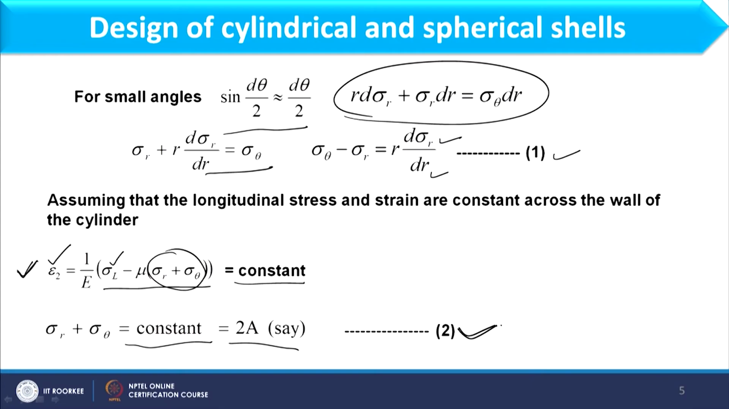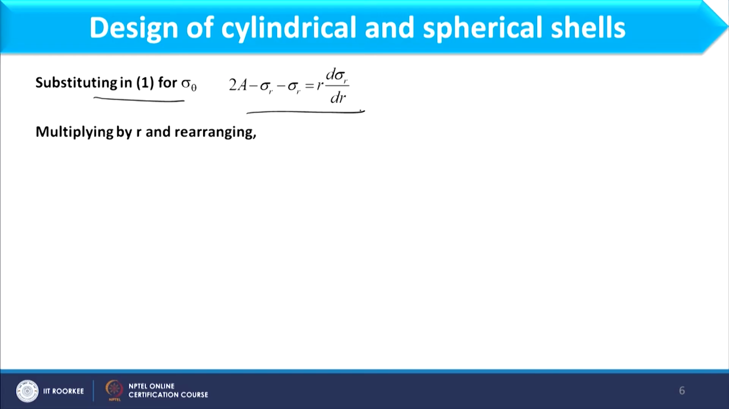So here I am having equation 1 as well as equation 2. Now substituting in equation 1 for sigma theta, we can remove one of the variables from equation 1 as well as equation 2. So we can substitute sigma theta in equation 1, and after substituting we can have an expression like this. When we multiply both sides of this equation by r and rearrange, we can have this equation where sigma r and sigma r are added. So 2 sigma r plus r square d sigma r by dr minus 2 a r equal to 0.